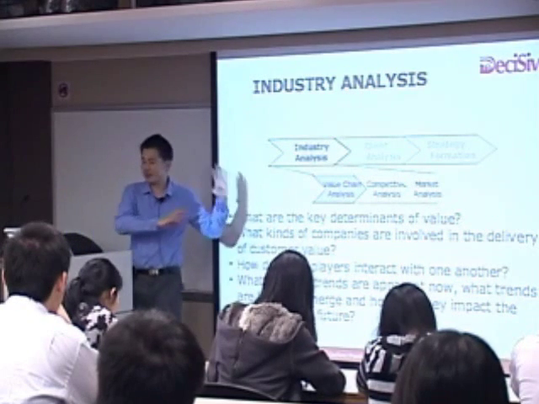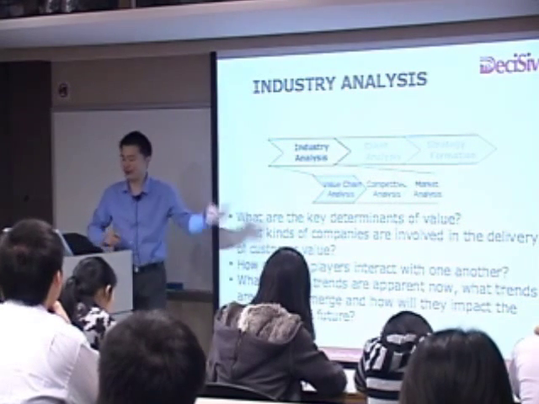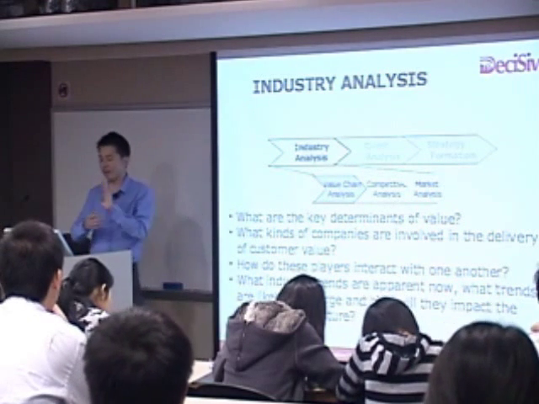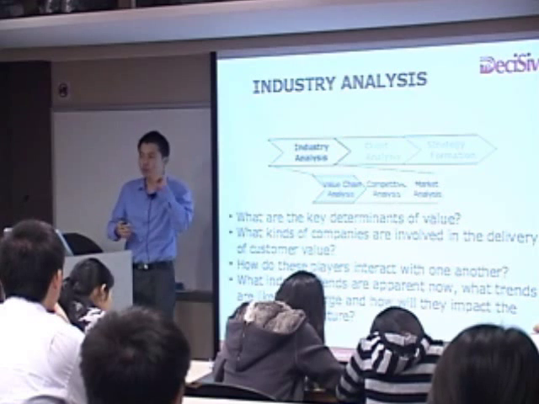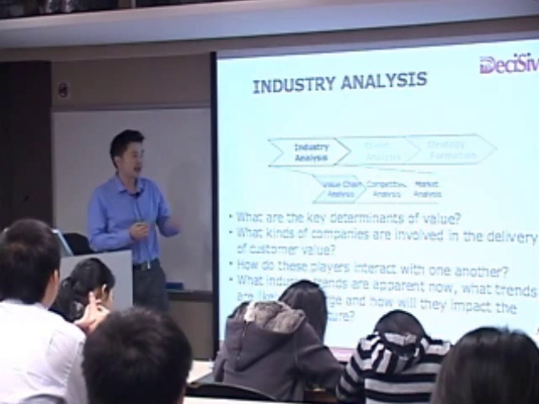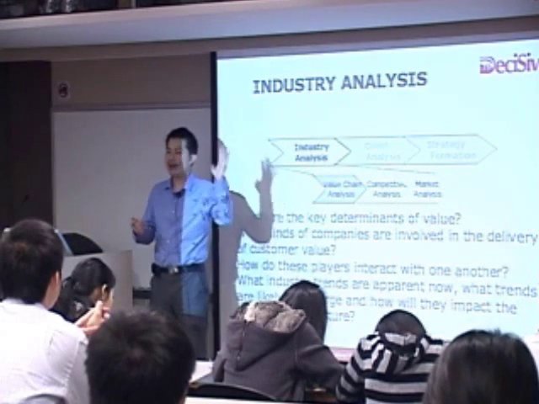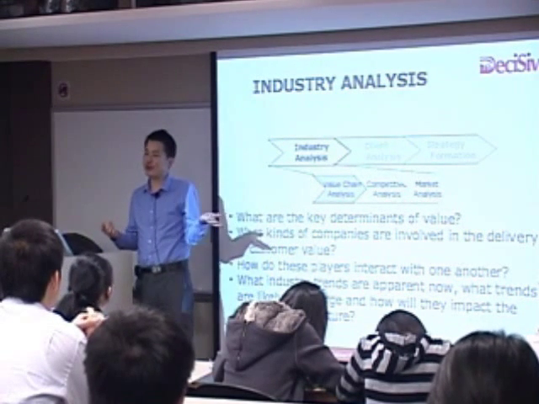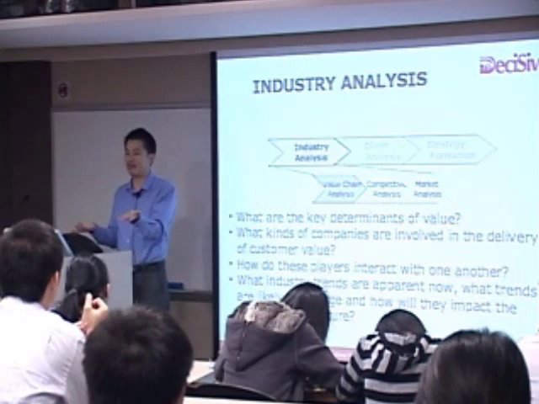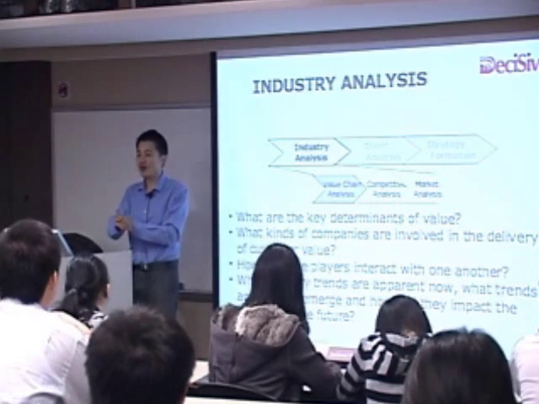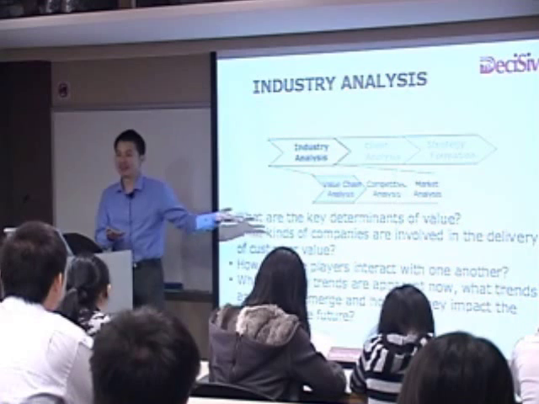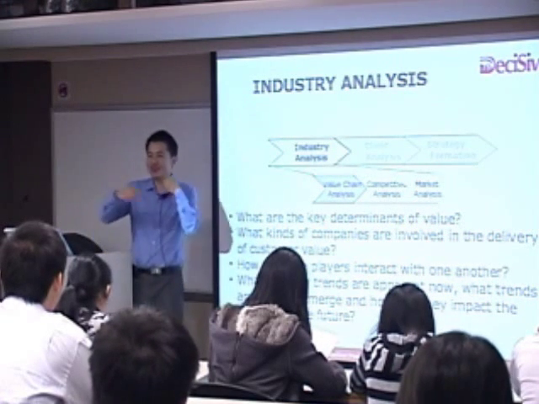I already mentioned a lot of this, so I'll try to skip through this quickly. Value chain analysis, the key determination of value. What I mean by that is, if I give you an example of a value chain, for example, iPhone. Does Apple produce the iPhone? No. Who actually manufactures the iPhone? Foxconn. So where is the value? Who actually has the most value? Apple. So you need to know.